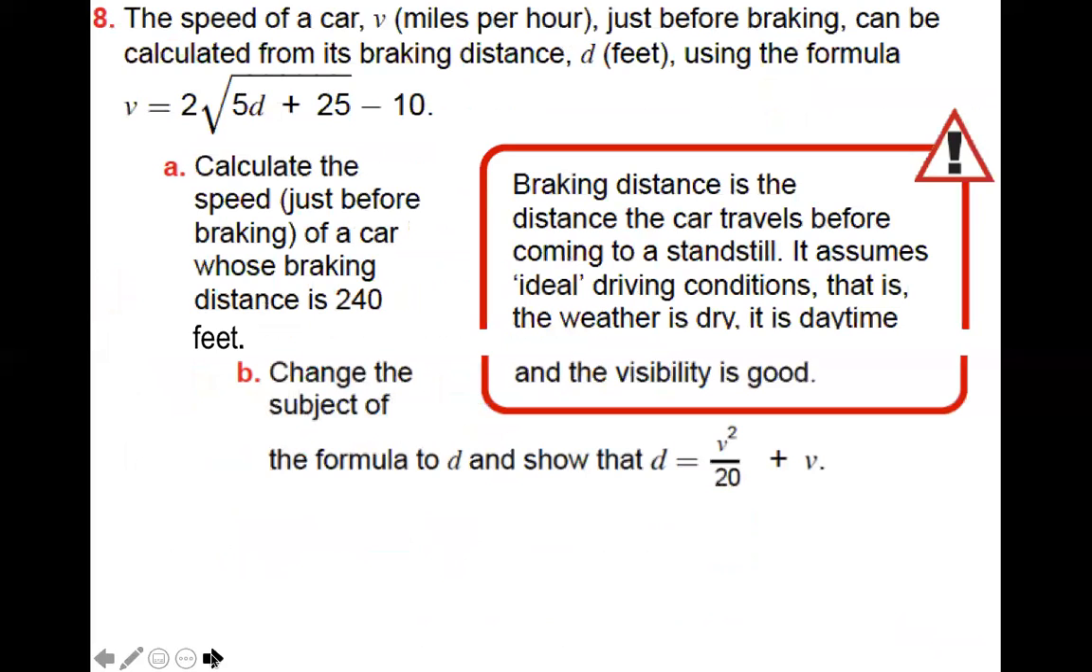Here, it was more to do with braking distance. So all these are using this math in context, in real applications. Just before braking, the speed of a car can be calculated from its braking distance. So let's say you're investigating an accident, and what you could do is measure the skid marks on the road. And you might wonder, why are they doing that?